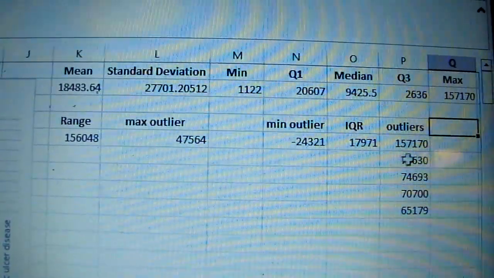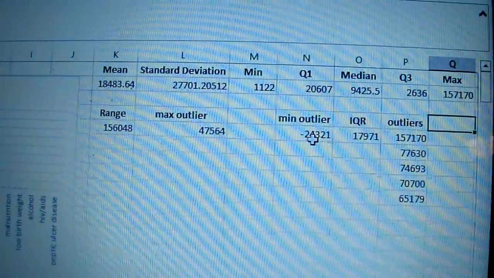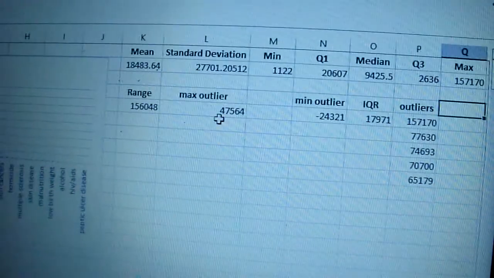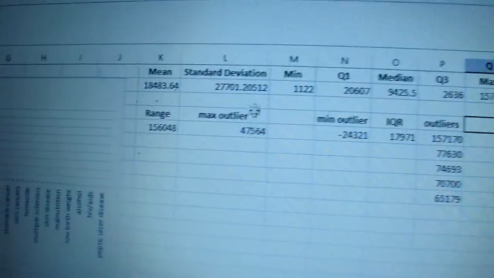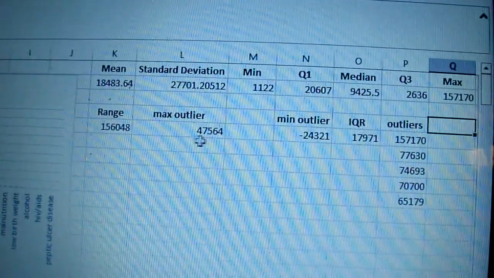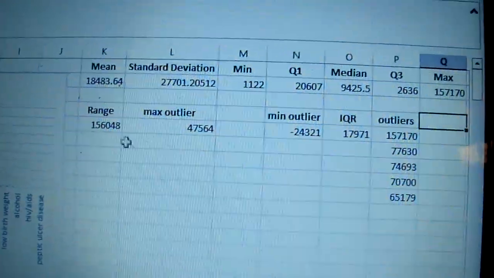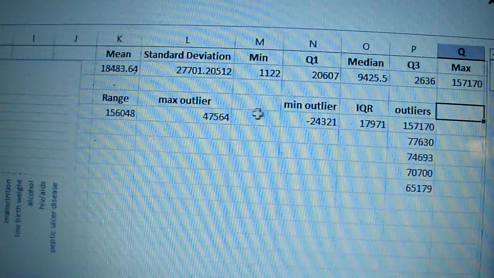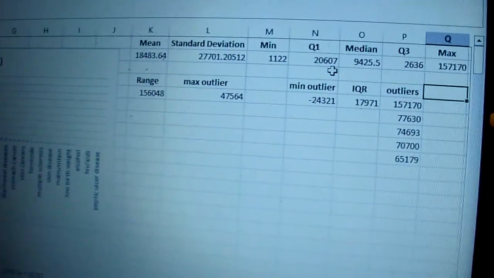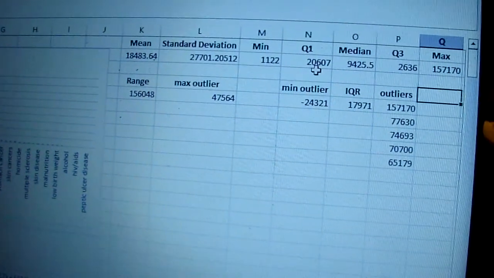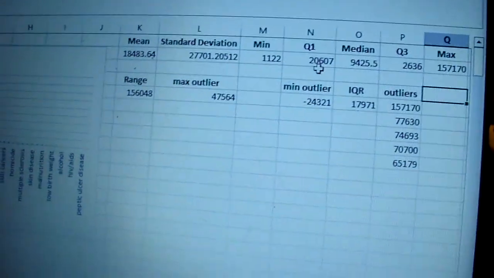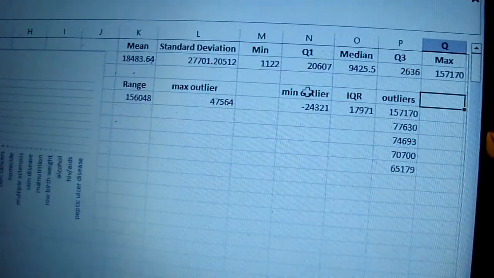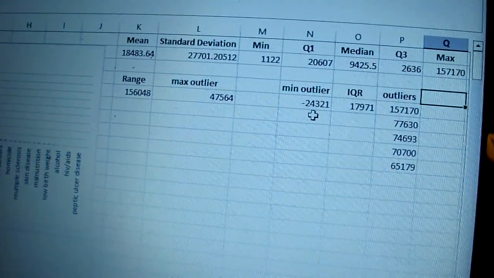But my interquartile range, I did Q1 minus Q3 since I have them reversed, and I got this. And here are my outliers. I'll start over here. My max outlier, anything above this number is an outlier. I got that one by taking, what was it I took? And then here's my minimum outlier.